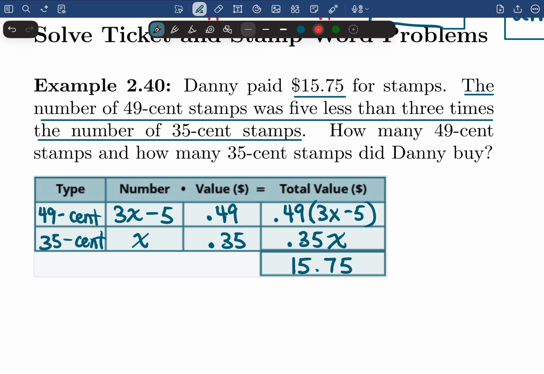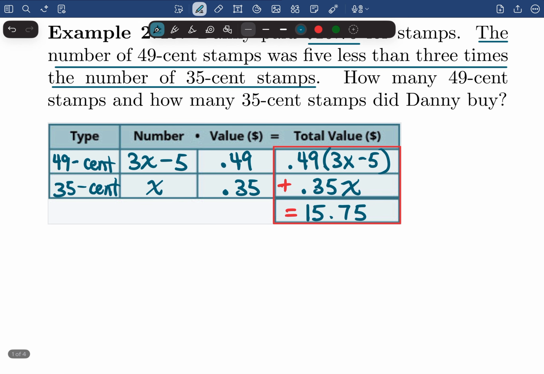Now this column right here creates an equation where we sum up the total value for each type of stamp and set it equal to the total value, and that gives us an equation that we can solve for x. I'm going to write the equation below. 0.49 times (3x minus 5) plus 0.35 times x equals 15.75.